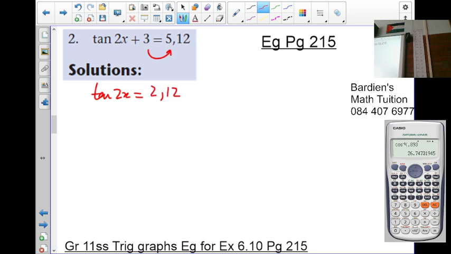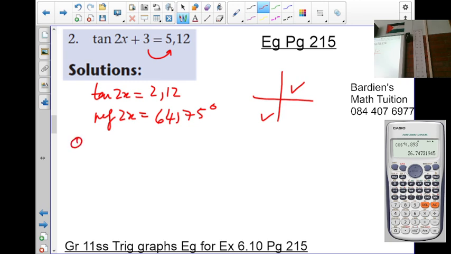Now what do we do? Reference angle. So the reference angle for 2x is equal to arctan of 2,12. So you press arctan of 2,12 and it gives me an answer of 64,75 degrees. So which question comes to mind? Which quadrant is tan positive in? Quadrants 1 and 3. Do I write both quadrants? No. Only quadrant 1 I'm going to represent.